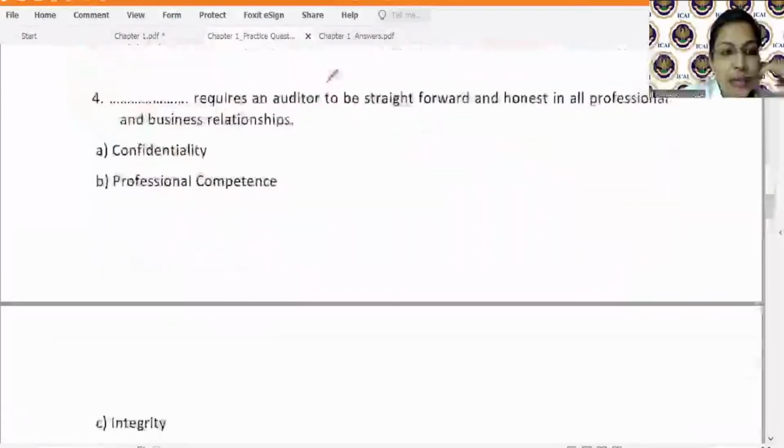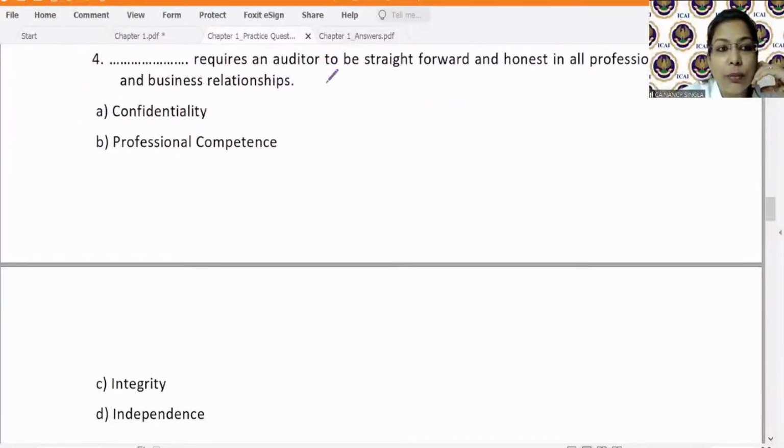Read the fourth question. Dash requires an auditor to be straightforward, honest in all professional and business relationships. Is it confidentiality? Is it professional competence, integrity, or independence?